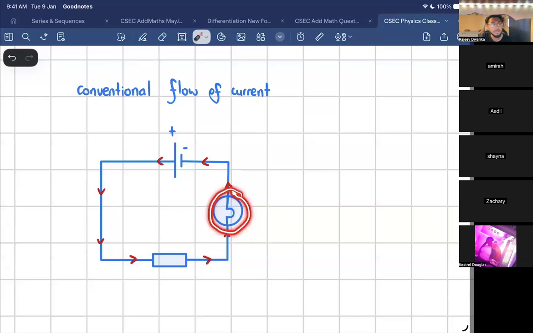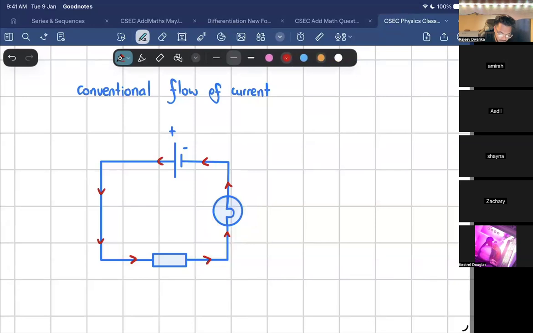If enough current is passing through the bulb, what would happen to the bulb? What would it do? It would light up. I remember that song, Light Up Sketches.